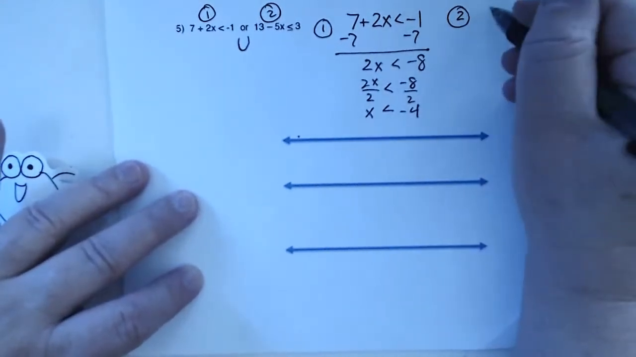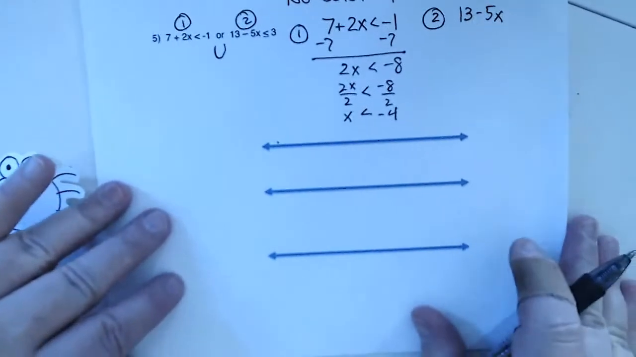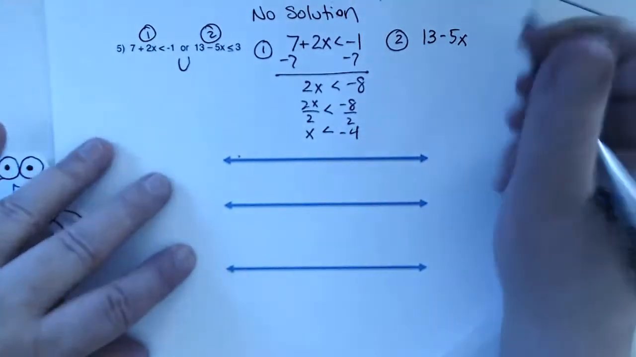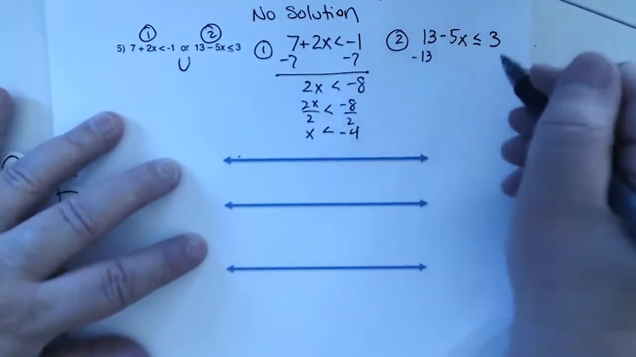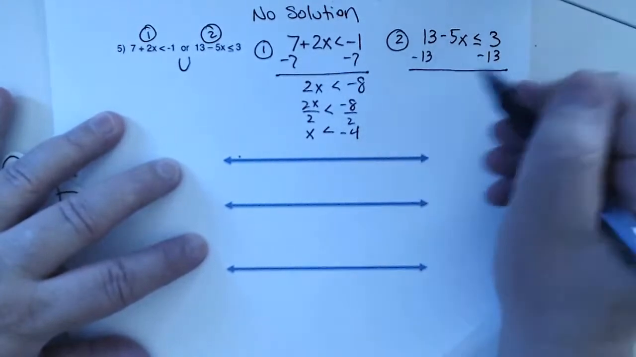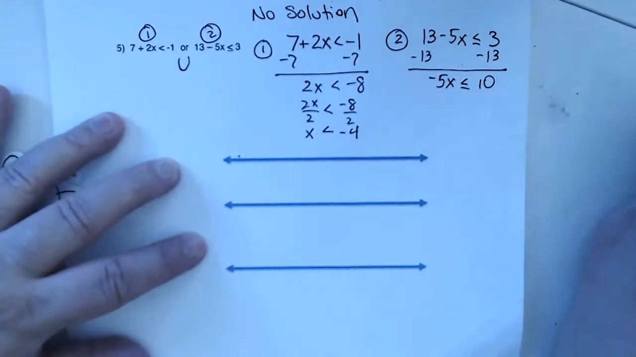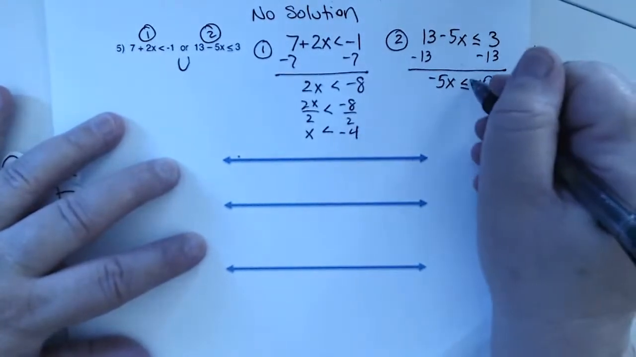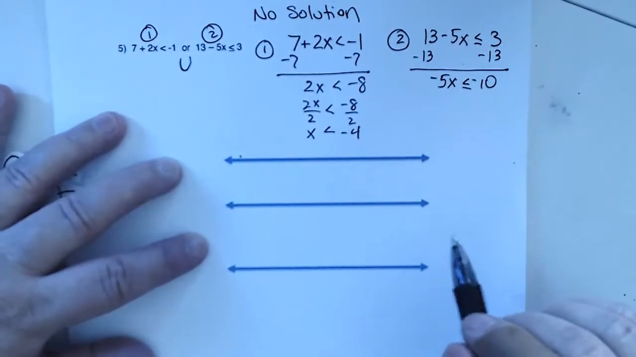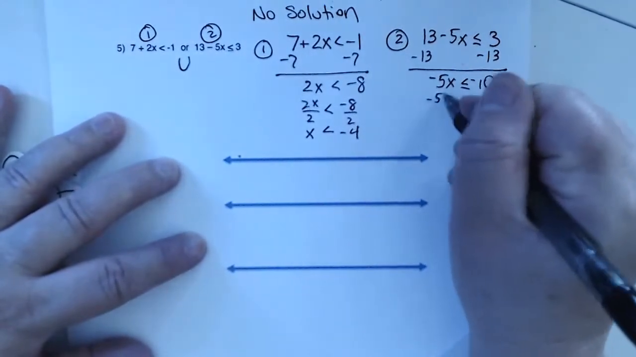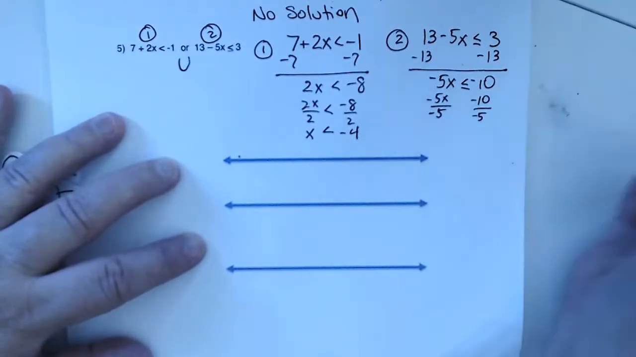Number 2, I've got 13 minus 5x. You can't quite see me, so let me move that a little bit closer to the center. 13 minus 5x is less than or equal to 3. Subtract 13 from both sides. And yet again, dun, dun, dun! Almost as if somebody wanted you to have to deal with this. There's a -5x in this one. So I'm going to divide because I'm not scared of this anymore. I'm lying. I really don't like it, but you can't win them all.